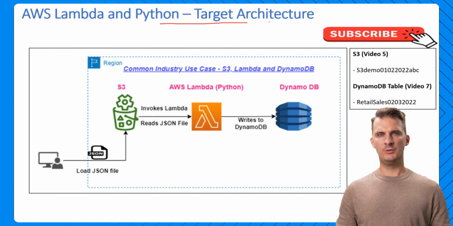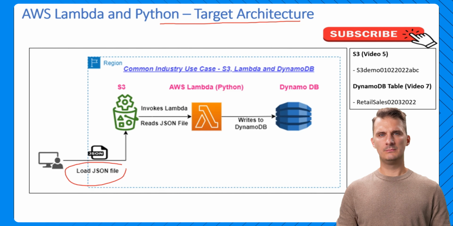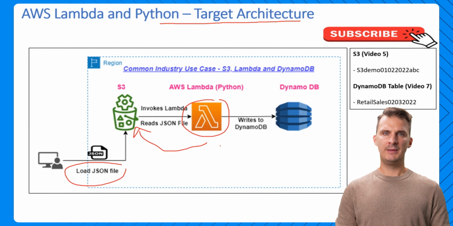So this is the target architecture we are going to build in this video and the next. This is a common use case across banking and retail industry. So we have a feed coming at regular intervals on S3. This can be in the form of a JSON file, a text file or a CSV. Once this file has been uploaded into S3, it will trigger an event notification that will trigger the Lambda function. This Lambda function is going to read the JSON file from this S3 bucket, print it out and then insert it into DynamoDB.